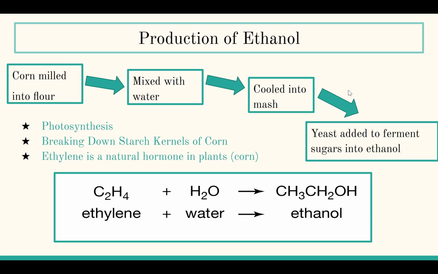In this process, the starch in the corn kernels is being broken down into sugar and then being turned into a liquid. The protein and fiber solids left over from making the ethanol are used as a high-quality livestock feed. Ethanol can also be produced from the natural hormone ethylene found in plants. A chemical process called hydration occurs where the ethylene reacts with water.